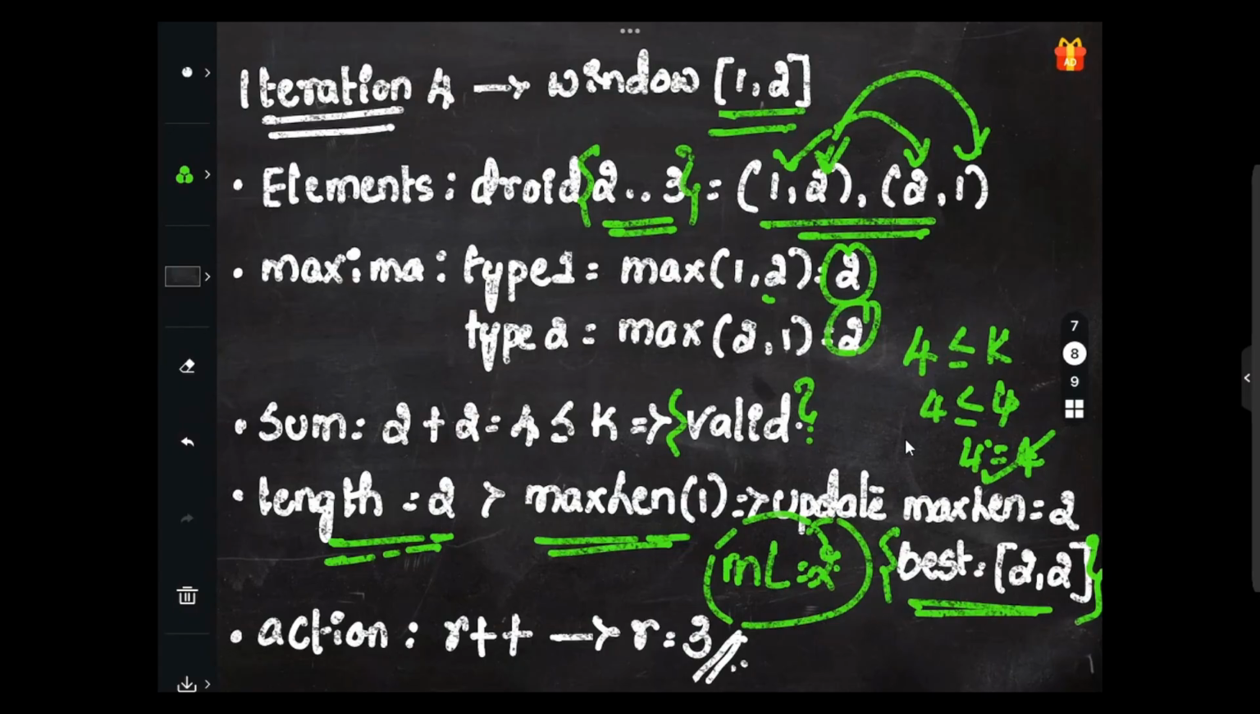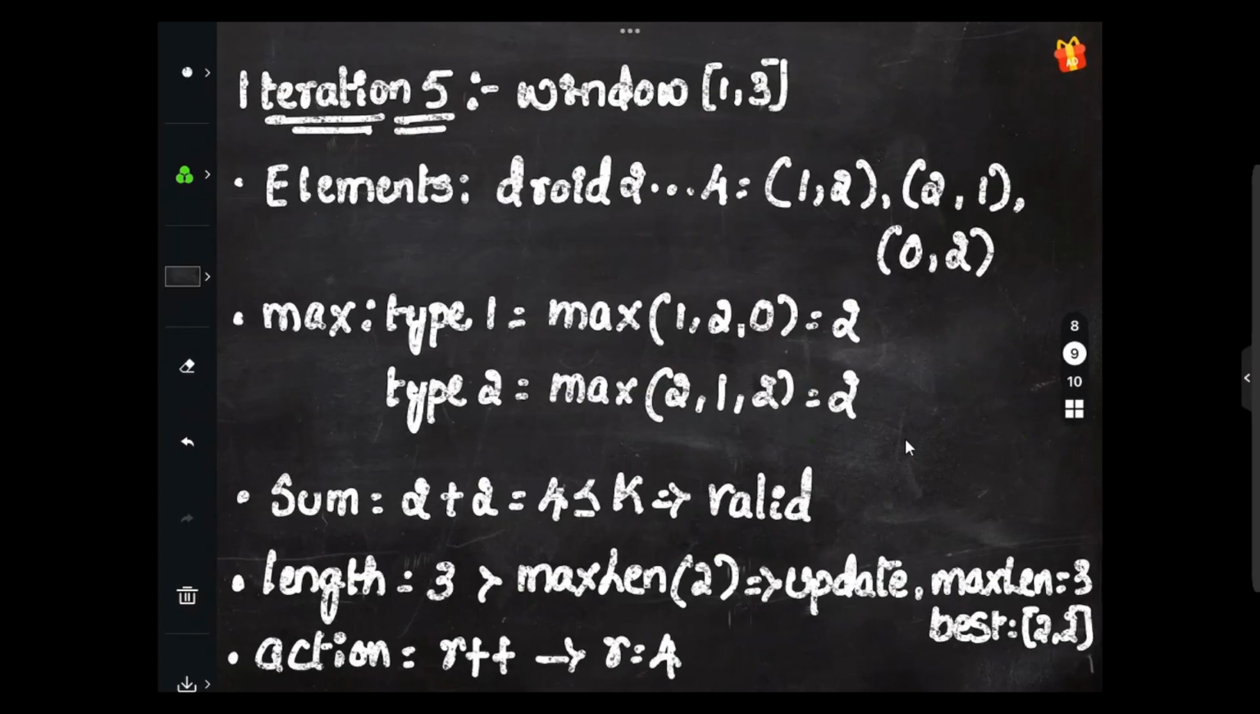Again, we have to move the right pointer ahead. So r plus plus, r becomes 3 from 2, right? So it's a pure sliding window. This you have to know. We have solved a number of problems using the sliding window already. So let's go with the fifth iteration.